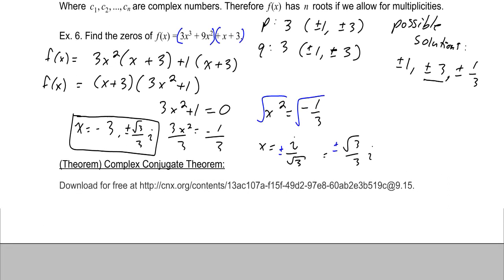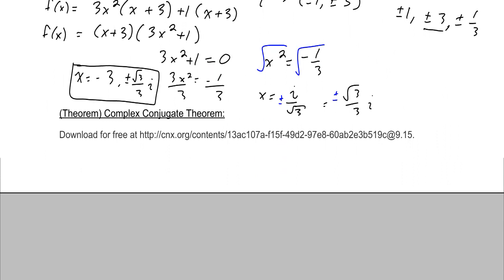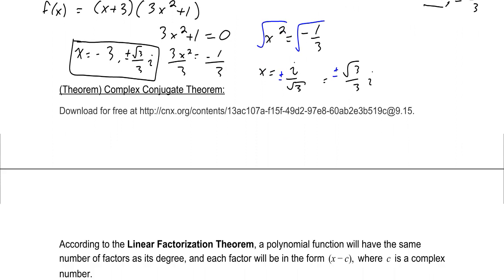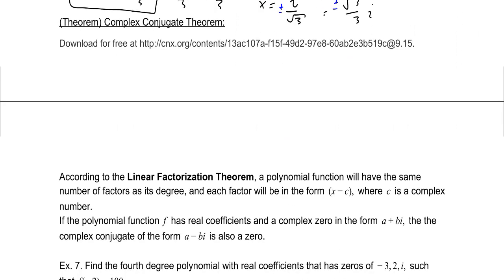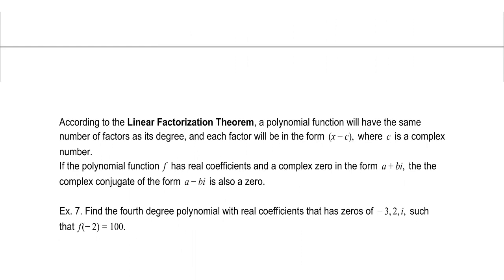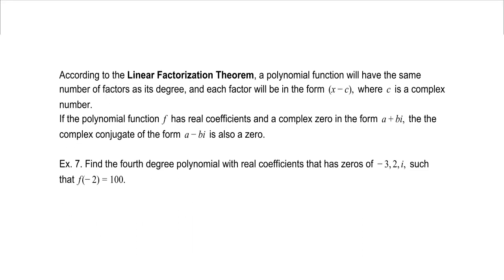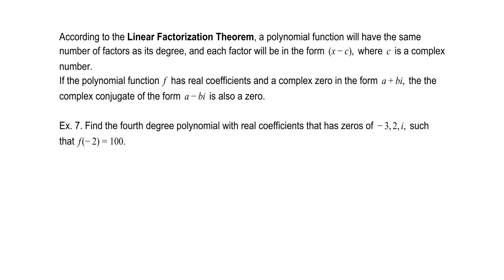Now, what we just observed shows why this next theorem is true, the complex conjugate theorem. It says that we are going to have factors in the form of x minus c, where c is a complex number. This theorem says that if a plus bi is a solution, then a minus bi is also a solution. That is, if we have a solution that is complex, we actually have 2 that are complex. So let's use this in example 7.